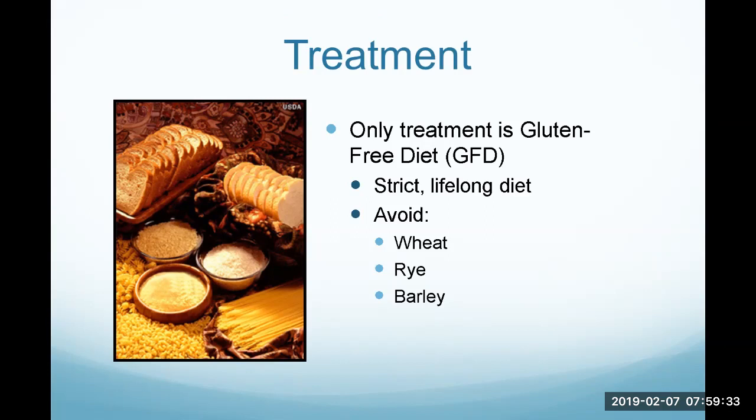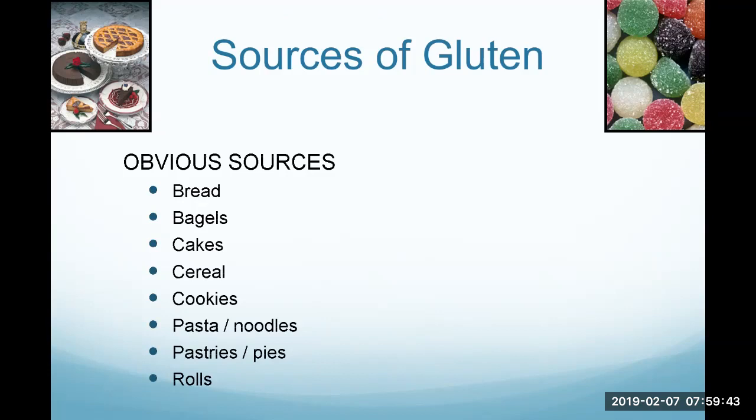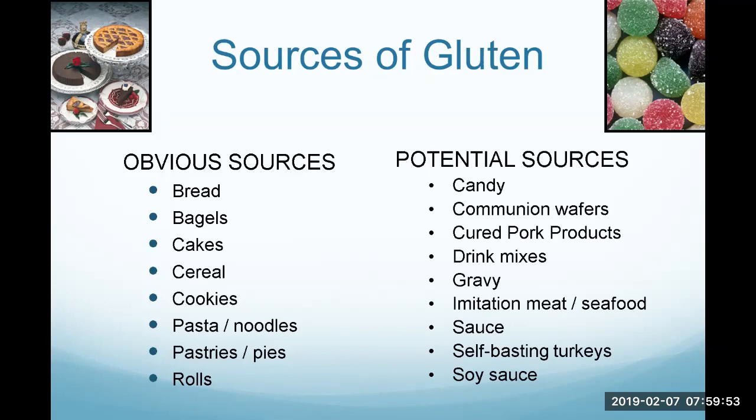So how do we treat these patients? Avoid gluten. Easy peasy, right? So what are the sources of gluten in our diet? Pretty much everything, right? A big list, and this list is not complete by no means. Other potential sources are things that we don't think about: sauces, meat products, communion wafers, seafoods.